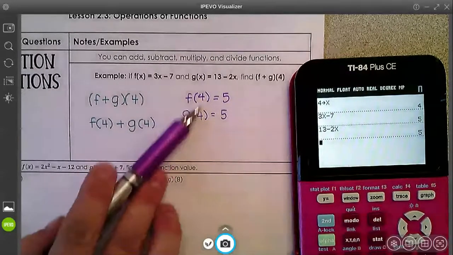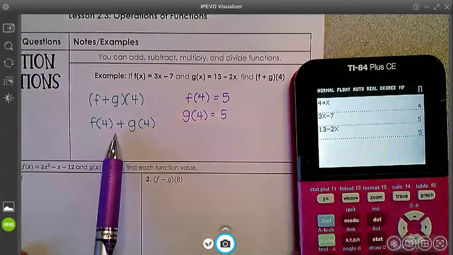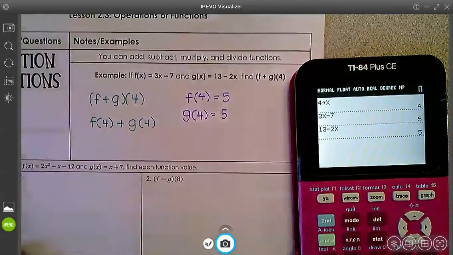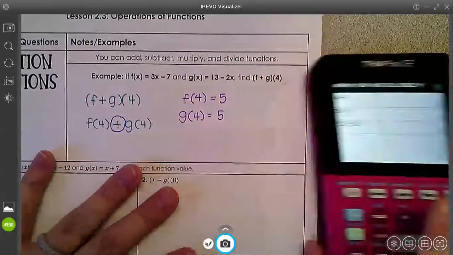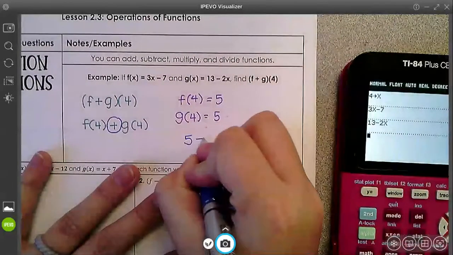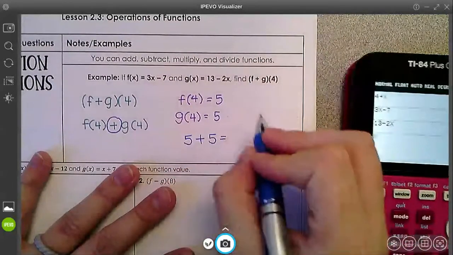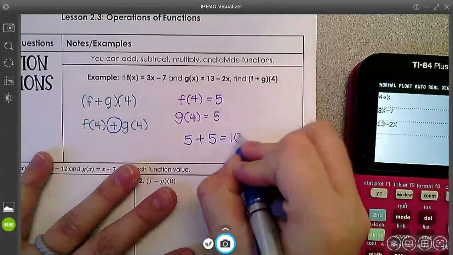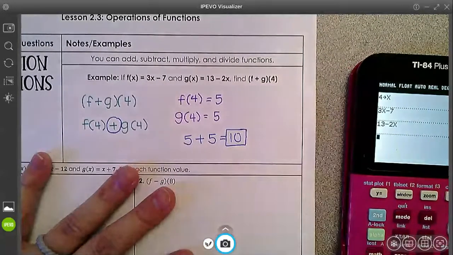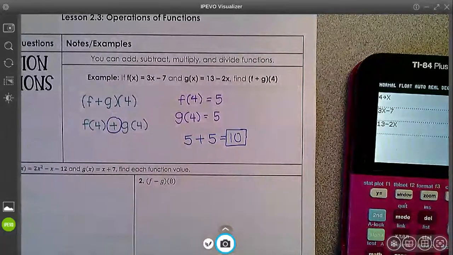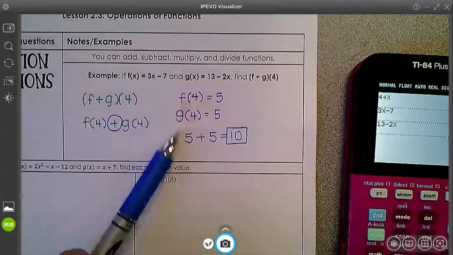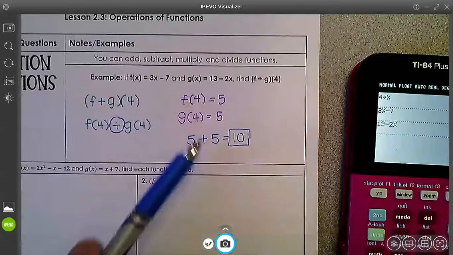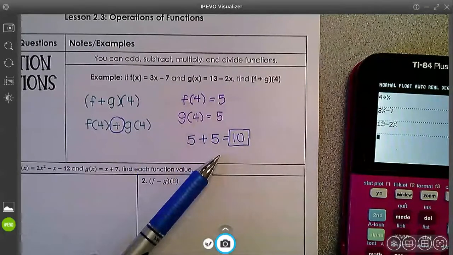So we have our two separate answers. This is asking us to add them together because it was f of 4 plus g of 4. So we're going to do 5 plus 5, which is what? 10. Thank you. Good. So we can do it all in the calculator. Two separate things, and then we'll either add, subtract, multiply, or divide them.